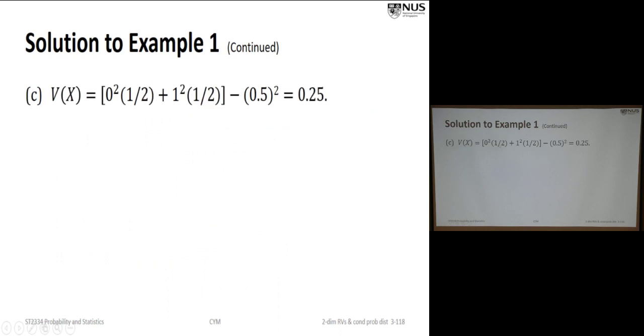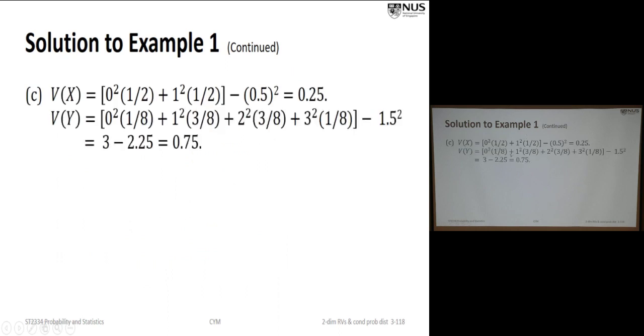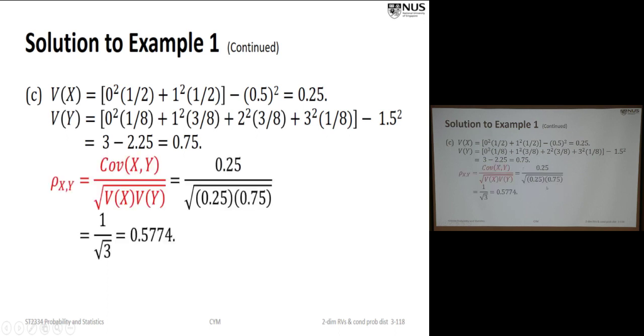Okay, so we work out the variance of x, variance of y, then the correlation coefficient is 0.5774. So it's a moderate value. It's not too big, not too small. It's 0.57 or 0.58, all right? If it's 0.95, which means it's very close to 1, then that means x and y have a really, really close relationship.